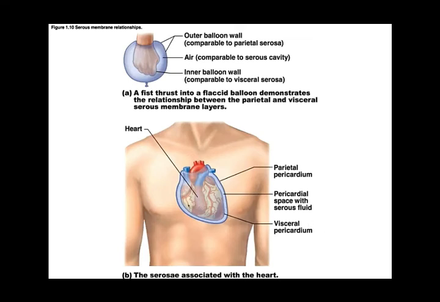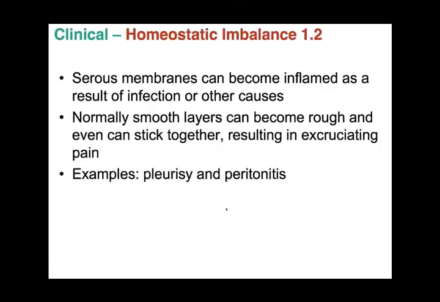The inner lining of the balloon which is in touch with your hand is called the visceral pericardium, and the space in between is called the pericardial space, which is filled with serous fluid. The air in this balloon may be termed the serous fluid. So the outer layer is comparable to the parietal serosa, the air in between is comparable to the serous cavity, and the inner part of the balloon wall is comparable to the visceral serosa. So this diagram clearly denotes all these things.